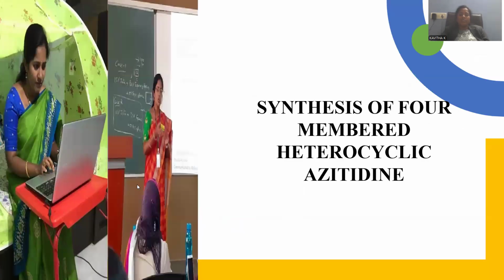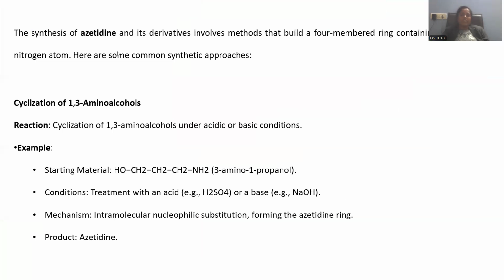Let me go with the synthesis of the 4-member heterocycle called azetidine. So azetidine synthesis is going to be discussed. The synthesis of azetidine and its derivatives involves a method that builds a 4-member ring containing the nitrogen heteroatom: cyclization of 1,3-amino alcohols. 3-amino-1-propanol is the molecule taken. Whenever 3-amino-1-propanol is the starting material, it can be treated with sulfuric acid, or else a base catalyzed reaction. Acid or base catalyzed cyclization is provided there, so that the final product azetidine is formed. In order to achieve this reaction, nucleophilic substitution is carried out.